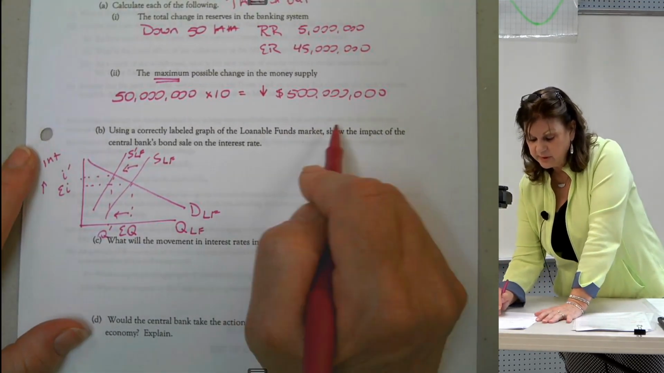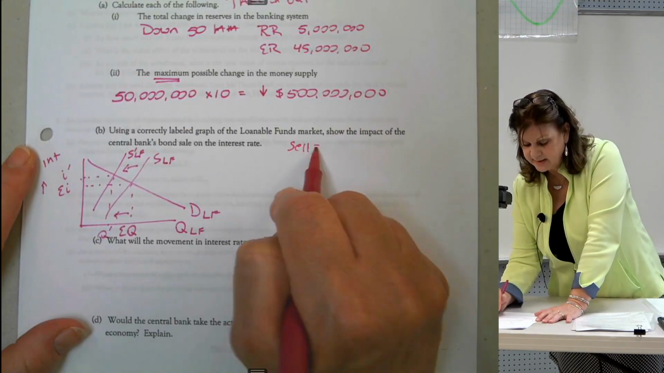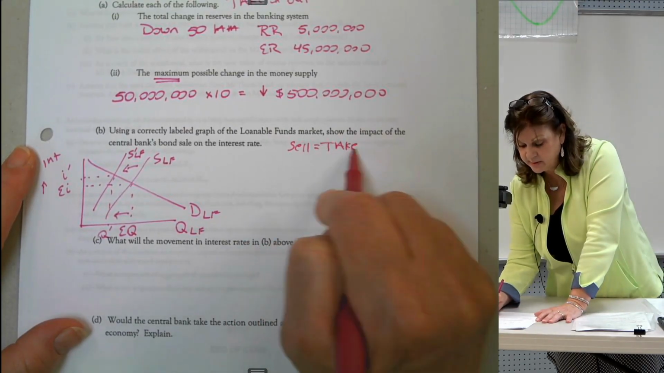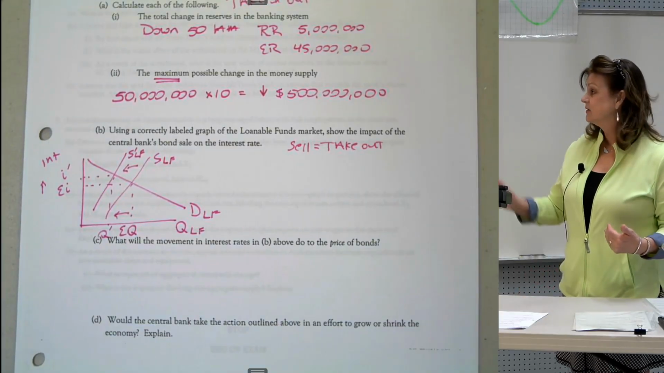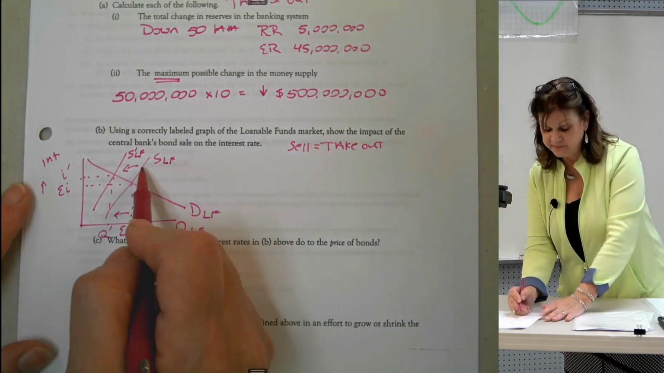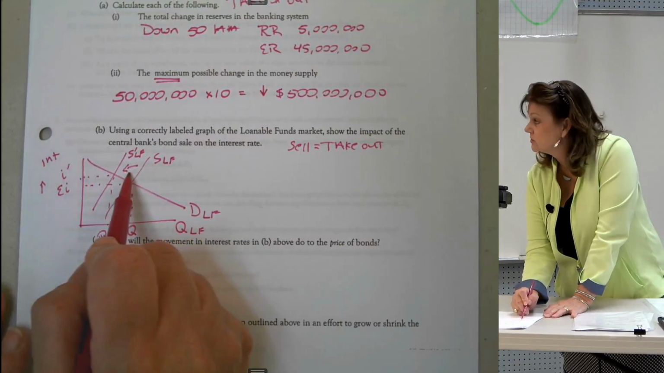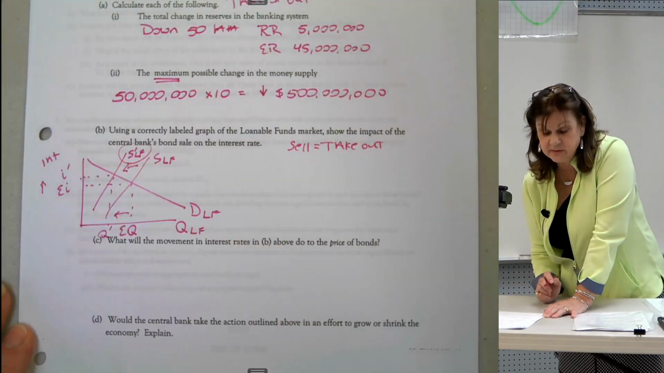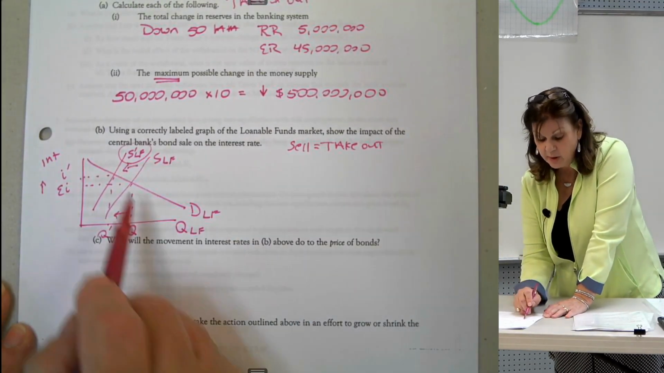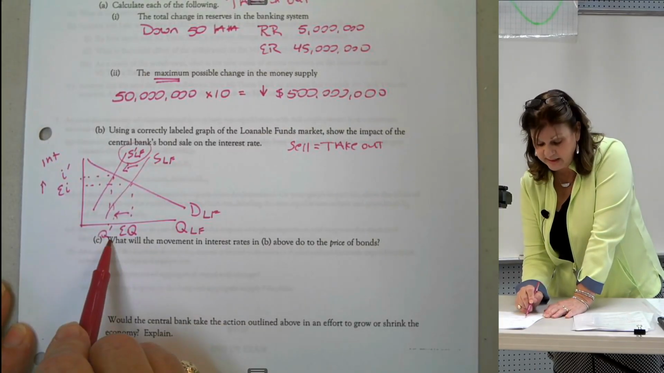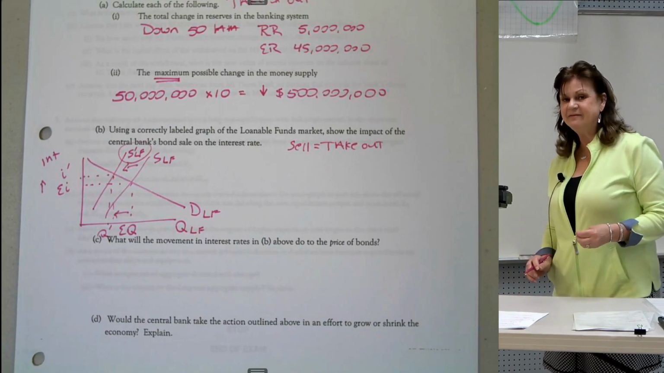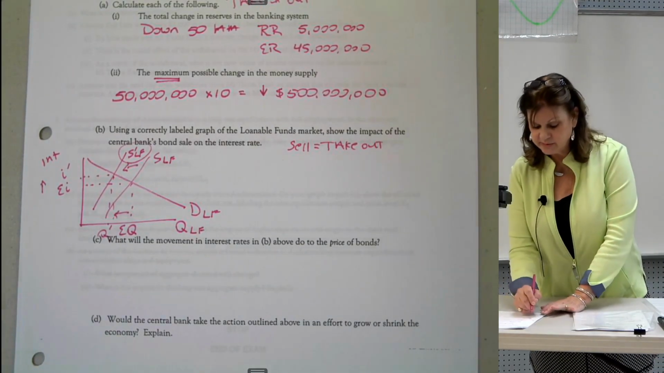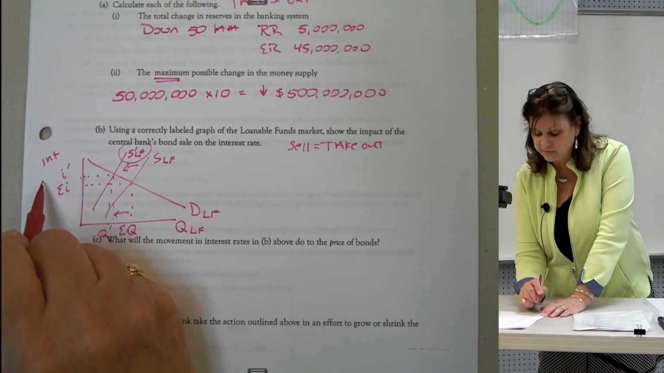Well, remember, selling is taking money out, which means if they're taking money out, the banks don't have the money to lend, the supply of loanable funds is going to shift to the left. So we have our shift to the left, supply prime. The quantity of loanable funds has gone down. There's the arrow indicating that, which means what? Well, if there's less of it, the price of it is going to go up. So here's my increase in interest rates.